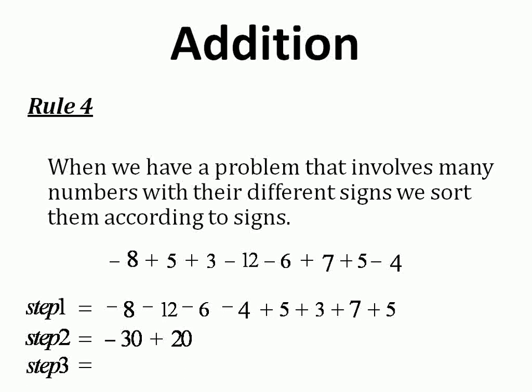Now we have two numbers, and of course we are going to add them, but they have different signs. So because they have different signs, we apply rule 1. When we add together numbers that have different signs, we subtract the smaller from the larger, and the answer will take the sign of the larger. Therefore, we are going to take 20 from 30.